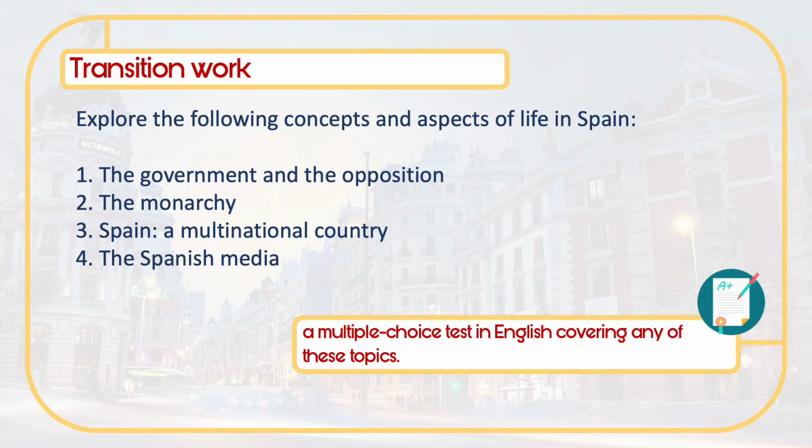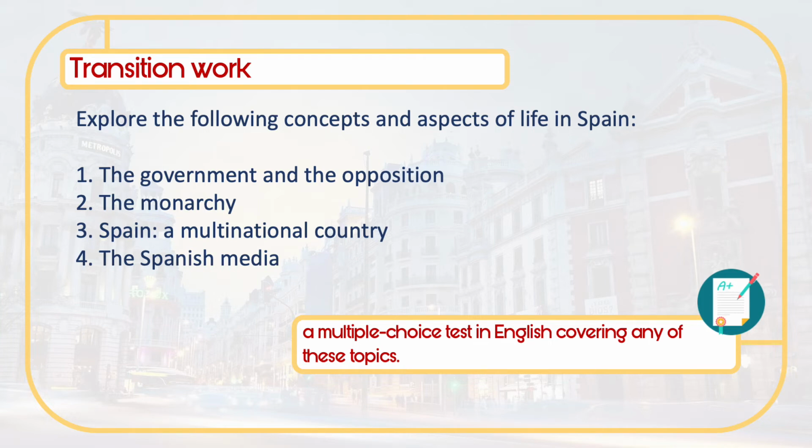Topic number two is the monarchy. Spain, as the United Kingdom, is a parliamentary monarchy. I'd like you to understand why it is called a parliamentary monarchy, who are the members of the royal family, and what is their role in all aspects of Spanish society and politics. For instance, can the King of Spain make a political decision without consulting the Parliament? Think about that.